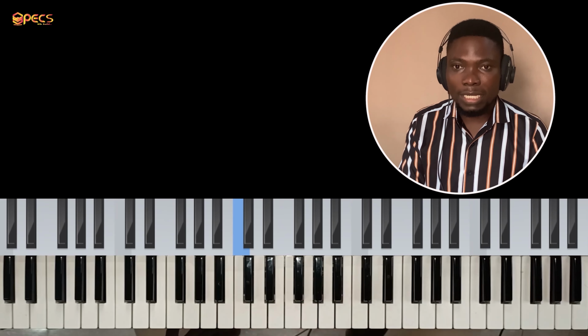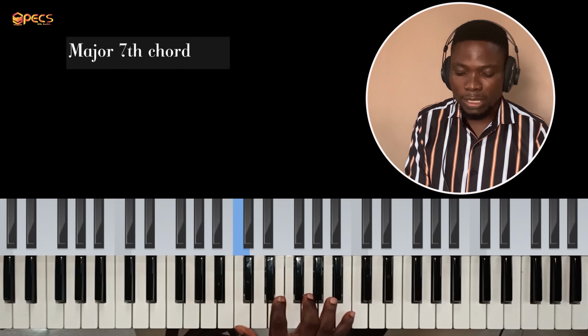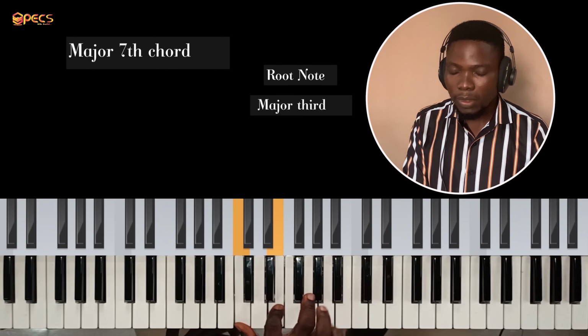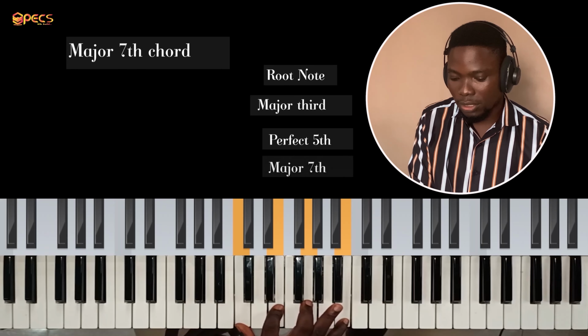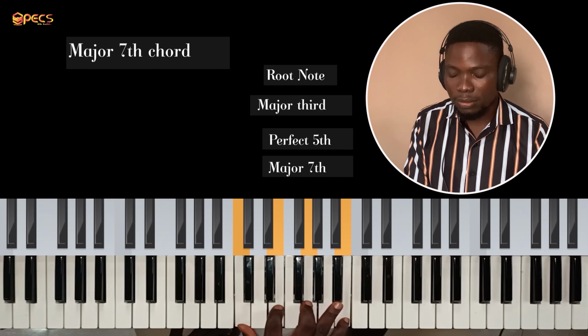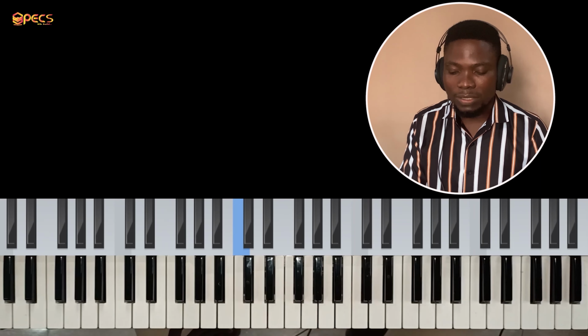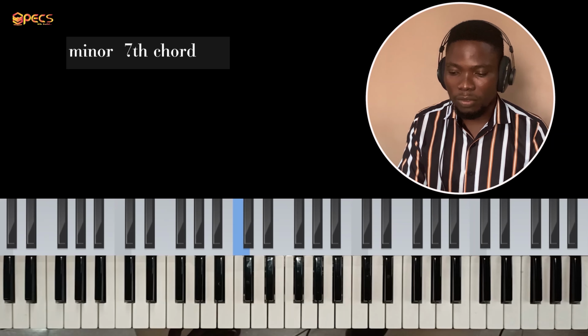Then the next one is a major 7th chord. That is similar to what you just did. You need a root to build it. You need a root, a third, a perfect fifth, and this time around you need a major seventh. So that's the major seventh. Easy, direct. Then the last one on the chord classification, which I've said earlier, is a minor seventh chord.